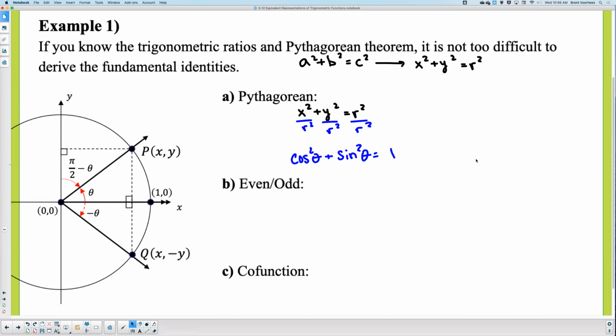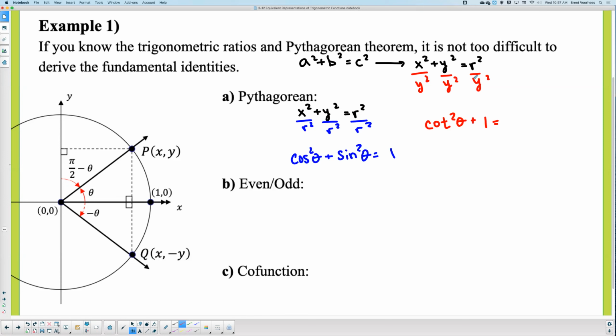This time, how you could get another Pythagorean identity, and these are important to know, is you start with your Pythagorean theorem, and last time I divided by R squared. What's a different letter we could divide by? How about Y squared? What if we divided everything by Y squared? What would we end up with? We're going to come up with another Pythagorean identity if we did that. What is X squared divided by Y squared? Cotangent squared. What's Y squared divided by Y squared? Anything divided by itself is 1.